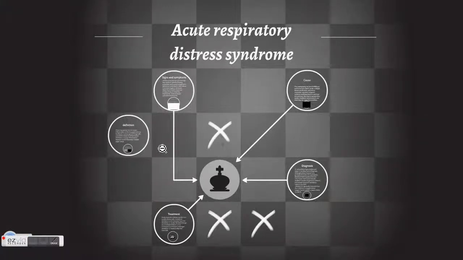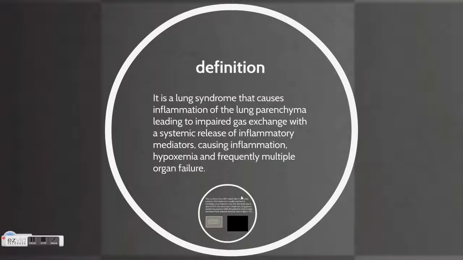Acute respiratory distress syndrome. Definition: it is a lung syndrome that causes inflammation of the lung parenchyma, leading to impaired gas exchange, with a systemic release of inflammatory mediators, causing inflammation, hypoxemia, and frequently multiple organ failure.